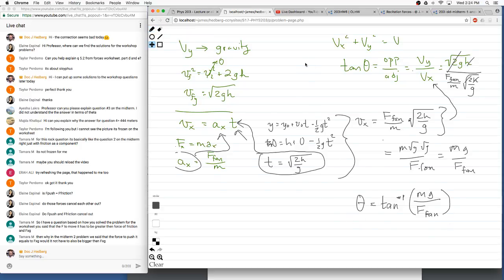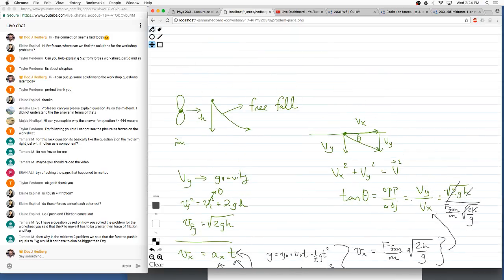We'll go back to the very original picture. This will give me that angle right there, that theta, which is another way of saying now we know the direction of the ball as it hits the ground.